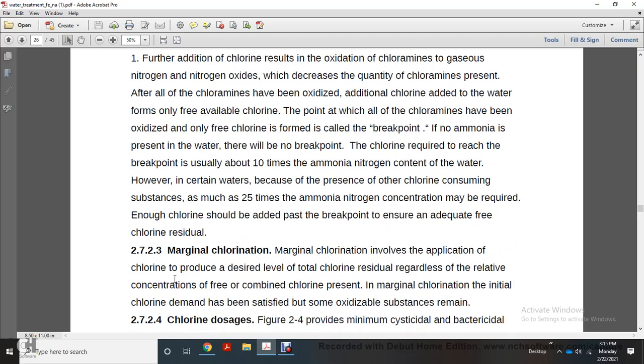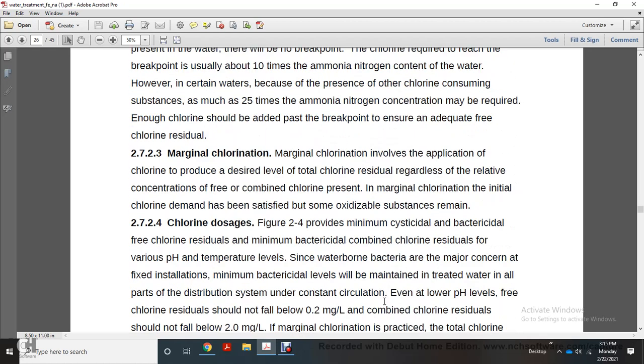Marginal chlorination. Marginal chlorination involves the application of chlorine to produce a desired level of total chlorine residual, regardless of the relative concentrations of free and combined chlorine present. In marginal chlorination, the initial chlorine demand has been satisfied, but some oxidizable substances remain.